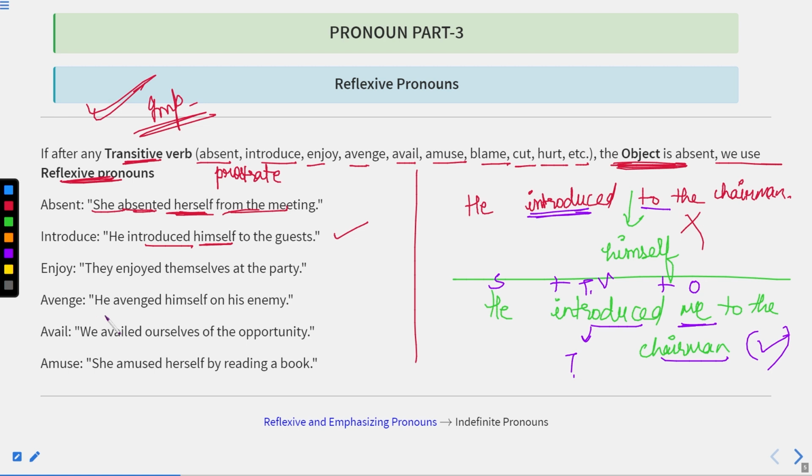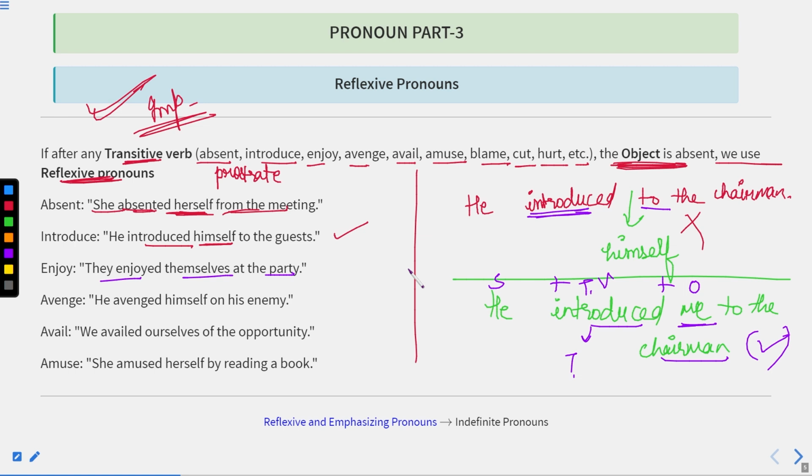Now, enjoy. They enjoyed themselves at the party. I cannot say they enjoyed at the party. Now, if I say they enjoyed the party, the sentence will be correct. But if I say they enjoyed at the party, the sentence will be incorrect. But if I say they enjoyed themselves at the party, the sentence will be correct.